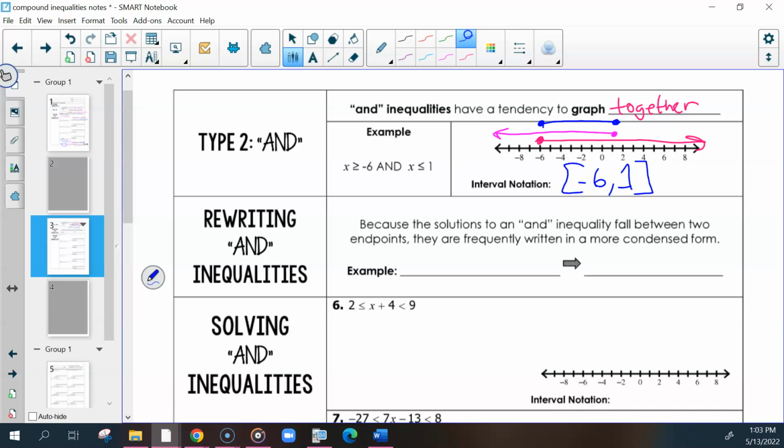For this, usually they're written, no, sometimes you'll see them written separately. X is greater than or equal to -6. I'm just rewriting this example right here. And X is less than or equal to 1. But we will be writing them as a condensed answer. -6 is less than or equal to X, which is less than or equal to 1. Like the set building notation.